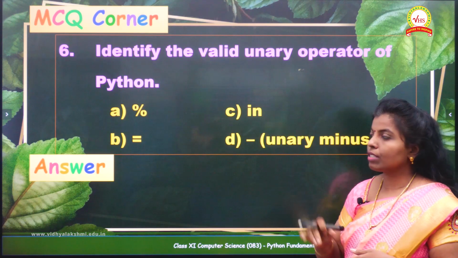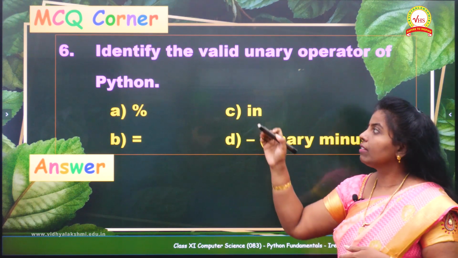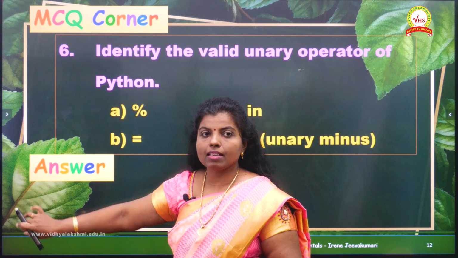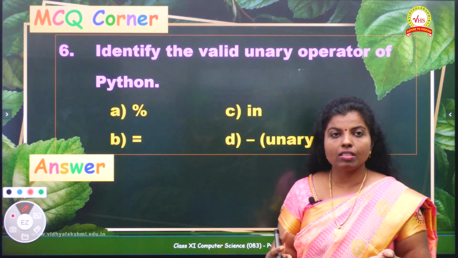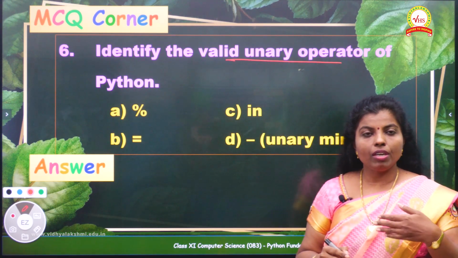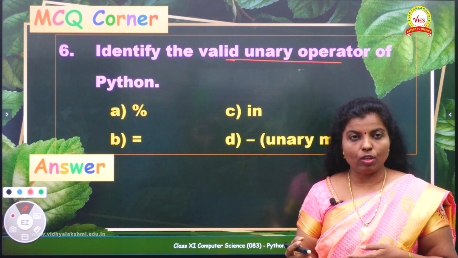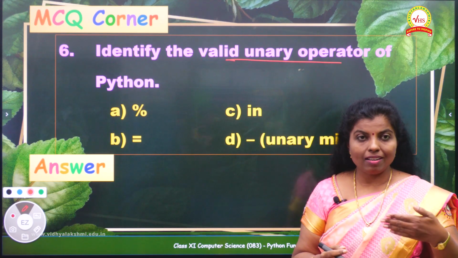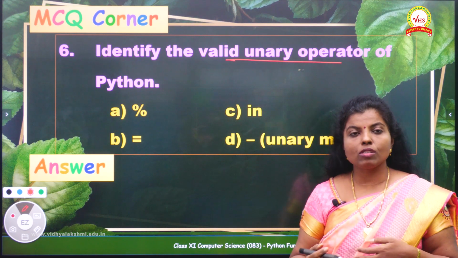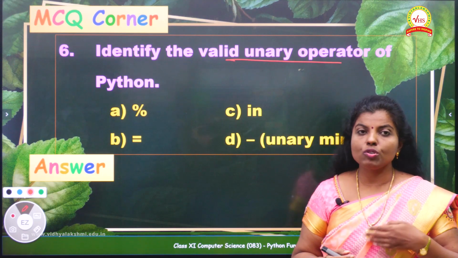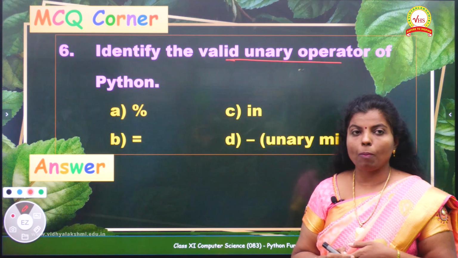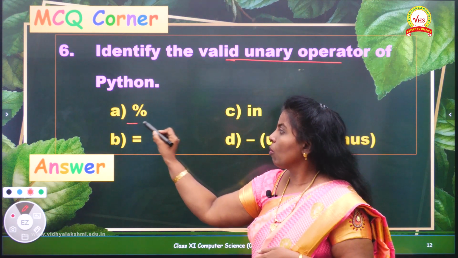Let us move on to the next question. The question is, identify the valid unary operator of Python. So there are some operators given. From this we have to find which one is the valid unary operator of Python. So you must know we have unary operators and binary operators. Unary operators are the operators which work upon only one operand, and binary operators are the operators which work upon two operands.